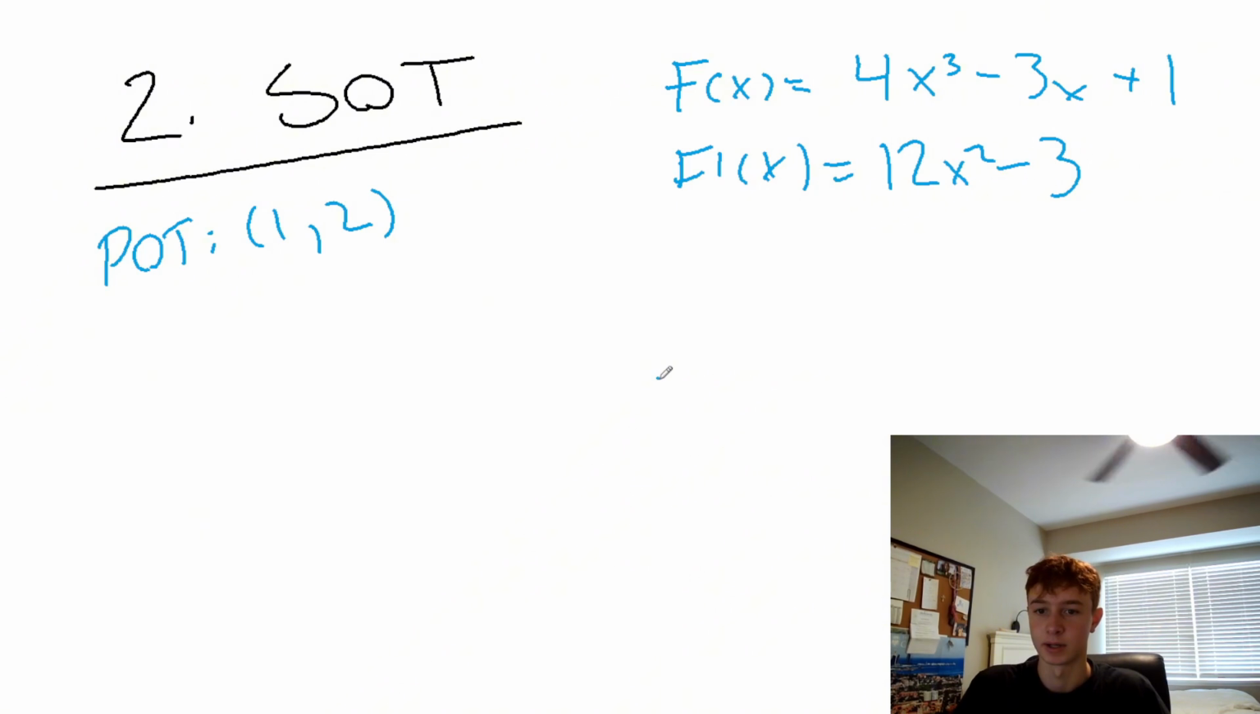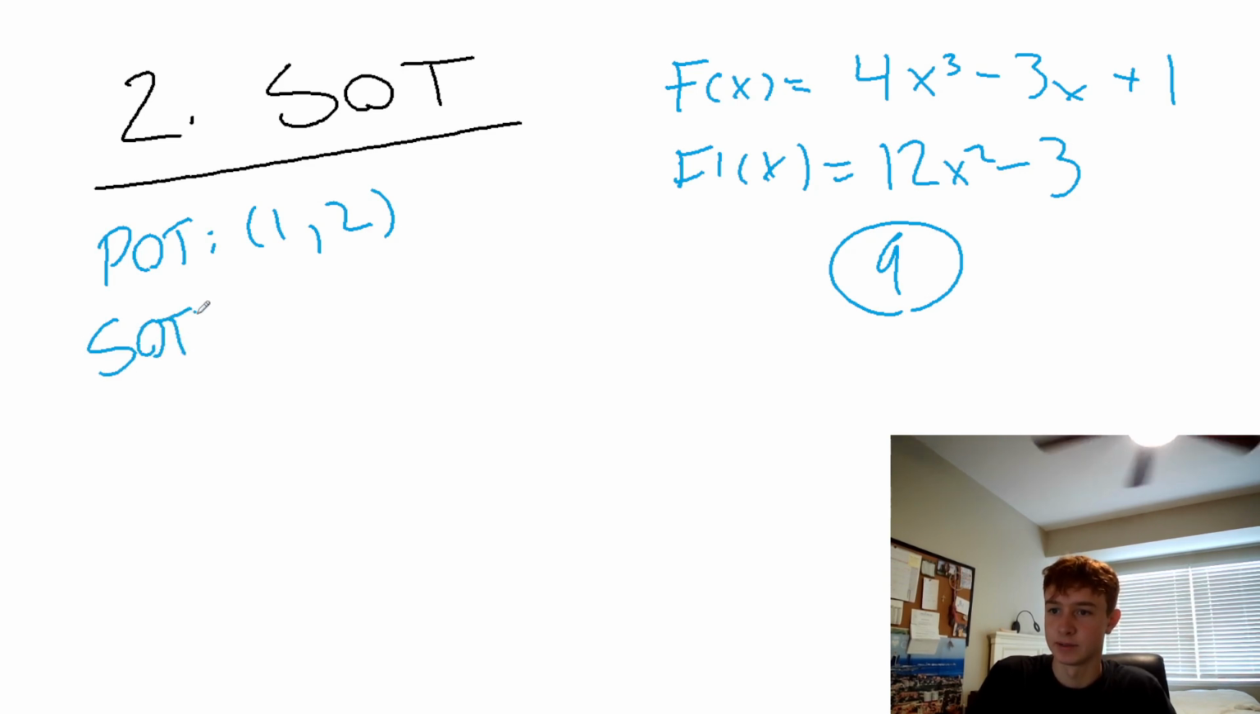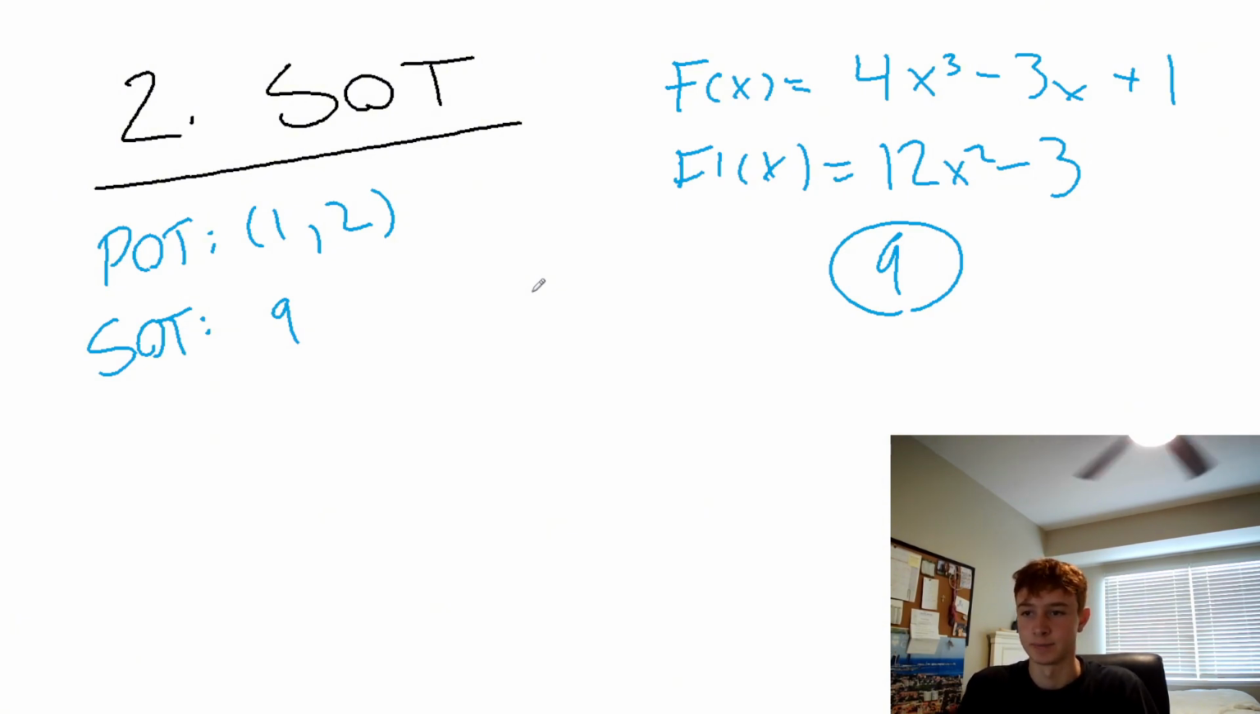Then what we want to do is plug in the x from our point of tangency into the derivative. That would be 12 times 1 squared, which is 1. So it's 12 minus 3, which is 9. This would be our SOT. Now that we have our SOT of 9, we can go and create our tangent line equation.